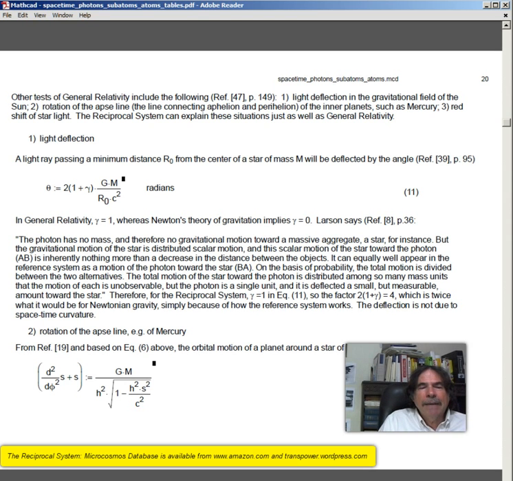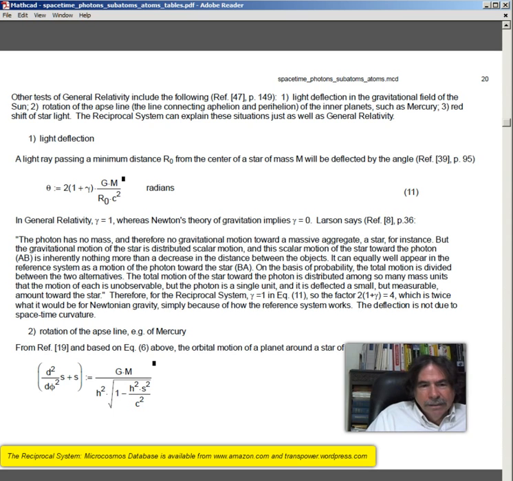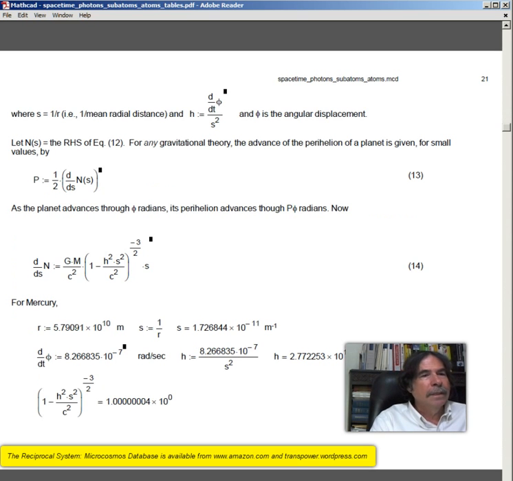Number 2, rotation of the apse line, for example, of Mercury. From reference 19, and based on equation 6 above, the orbital motion of a planet around a star of mass m is given by equation 12, where s is equal to 1 over r, that is 1 over the mean radial distance, and h equals the rate of change of phi with respect to time divided by s squared, and phi is angular displacement.